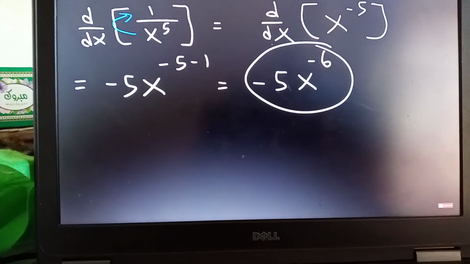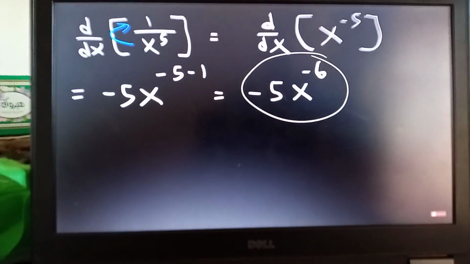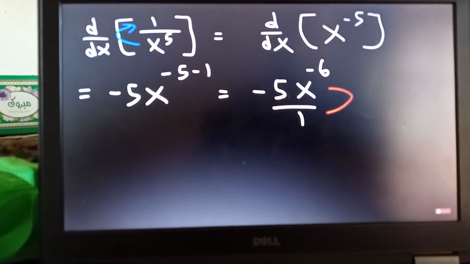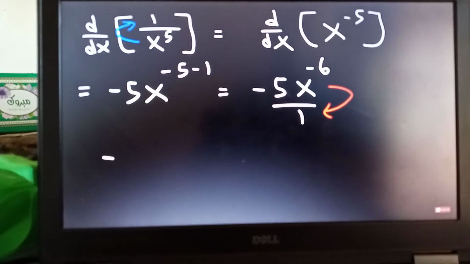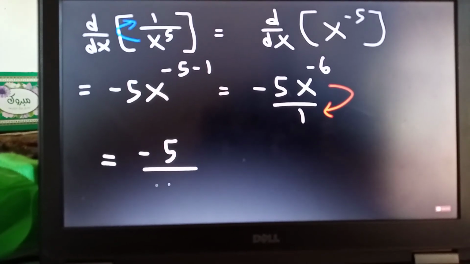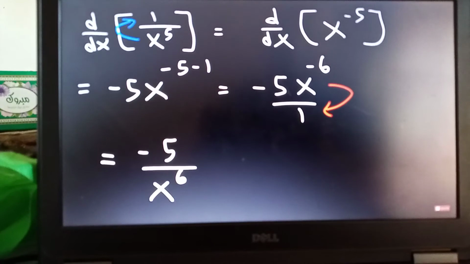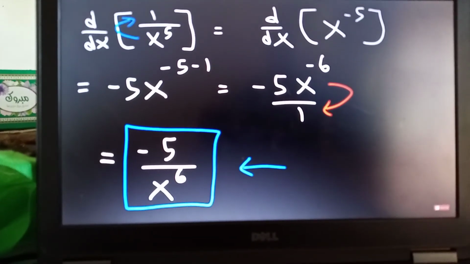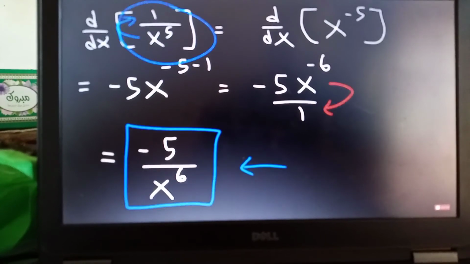So this is the answer, but we want to rewrite it. Since we have a negative exponent, we're going to move the x variable back to the bottom. So the final answer is going to be negative 5 over x to the 6th power. And so that's how you could find the derivative of a rational function.